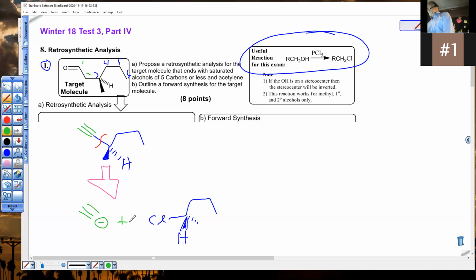stereocenter is inverted. That means whatever it was, in this case, it used to be S. 1, 2, 3 is wrong, therefore it's S. And now it's R. Watch, 1, 2, 3 is right because 4 is on a dash.